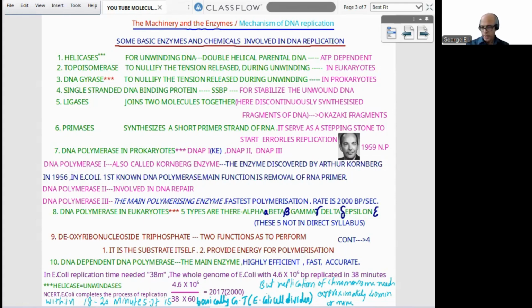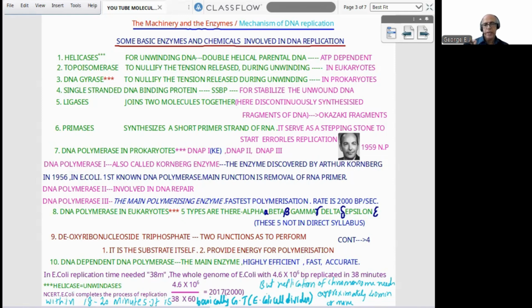Still not over. DNA polymerase in eukaryotes: 5 types will be there: alpha, beta, gamma, delta, epsilon. But that part is not directly in the NCERT syllabus. Then number 9, deoxyribonucleoside triphosphate. It has 2 functions to perform, an important one. One, it is the substrate itself. Second, it provides energy for polymerization. So 2 important functions for deoxyribonucleoside triphosphate. Number 10, DNA-dependent DNA polymerase. That is the main enzyme, highly efficient, fast, and accurate.